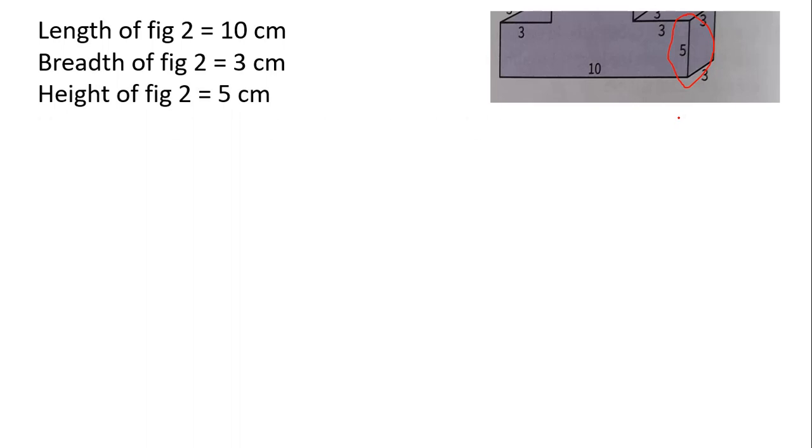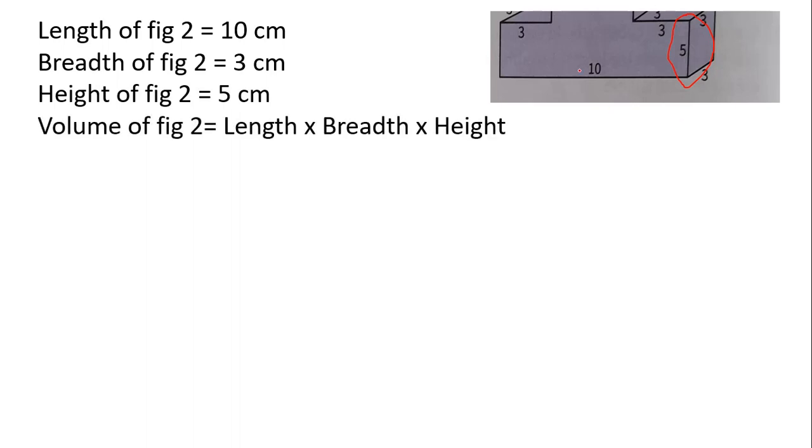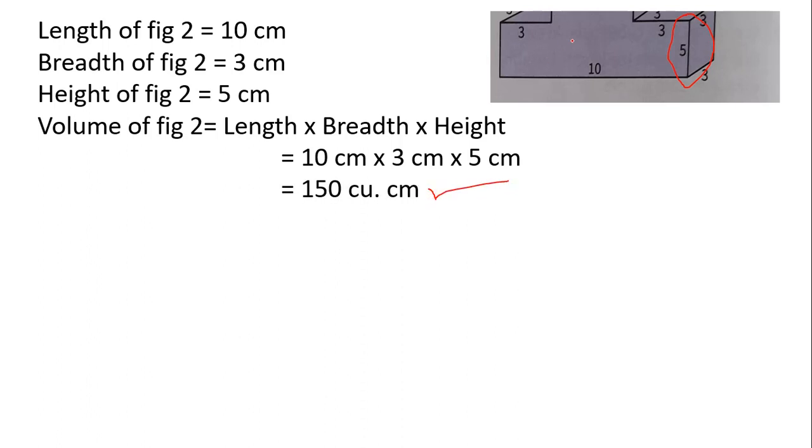Now again apply the formula of a cuboid to find the volume of this second figure. That is length into breadth into height, 10 into 3 into 5 cm. We get the product as 10 into 3, 30, 30 into 5, 150 cm into cm into cm, cubic centimeter. Now we got the bottom solid figure's volume, that is figure 2's volume, as 150 cubic centimeter.